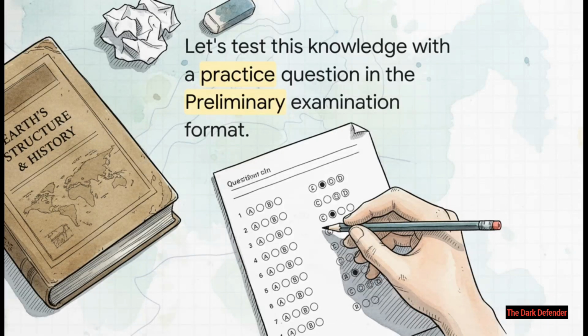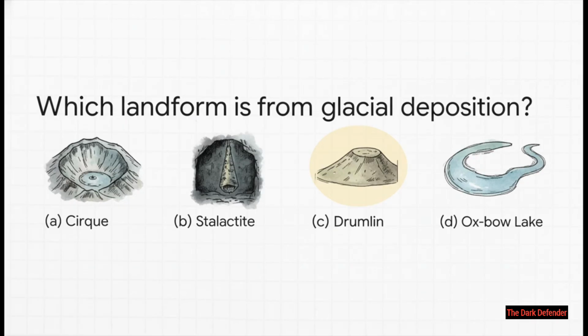All right, let's put that knowledge to the test with a prelim-style practice question. Okay, let's work through this. Option A, a cirque, is from glacial erosion, so that's out. B, a stalactite, is from groundwater. Nope. D, an oxbow lake, is from a river, so that leaves C, a drumlin, which is a hill made of glacial till, a classic depositional feature. The correct answer is C.